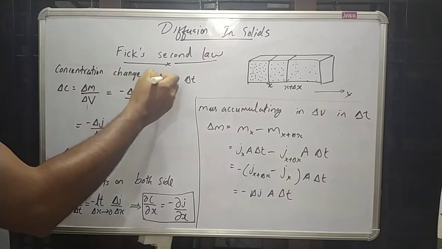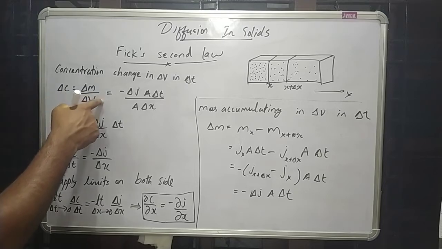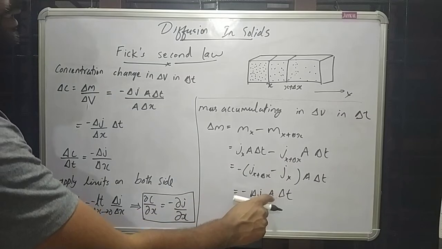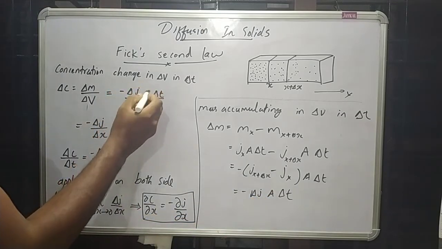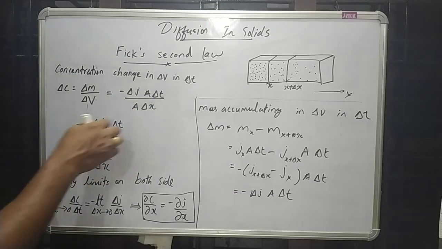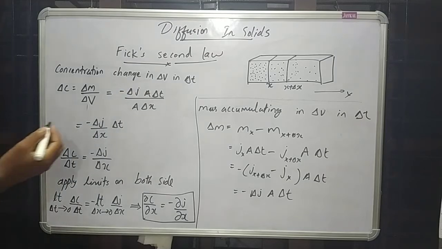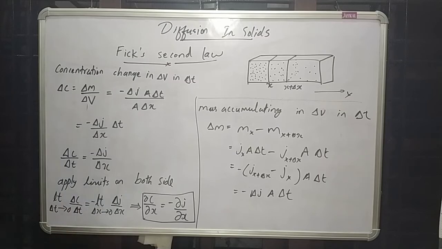so the concentration change in delta V in the delta t time interval, delta c, is equal to mass per volume, delta m over delta V. We got delta m here, minus delta J A delta t. So minus delta J A delta t over A delta x. The area A and A will get cancelled. That is equal to minus delta J over delta x, into the time interval delta t. Okay, the change in concentration with respect to time, delta c over delta t, is equal to minus delta J by delta x.